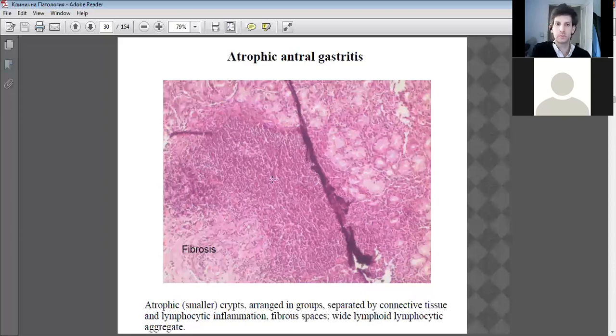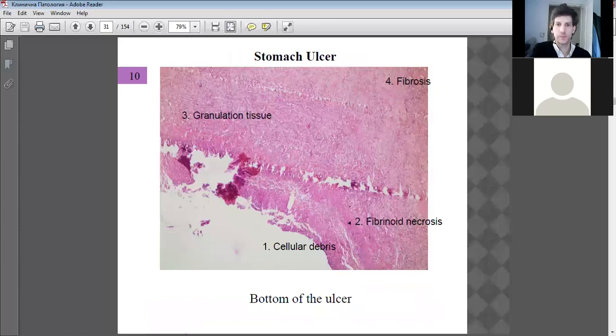Okay. All right. And here is the bottom of the ulcer. Yeah, so it is an ulcer. Fibrotic tissue trying to surround the area of the ulcer. I can see some lines there from the sectioning. It's not part of the pathology, but there's not a lot of cellular debris here.